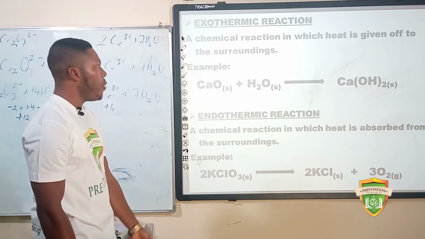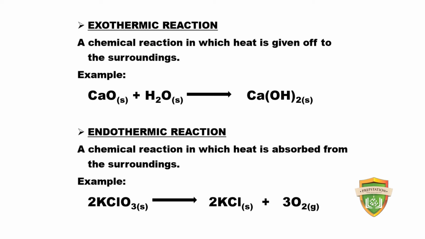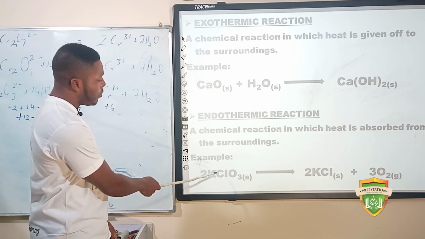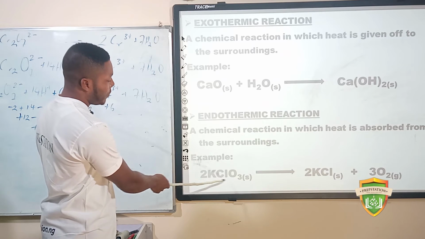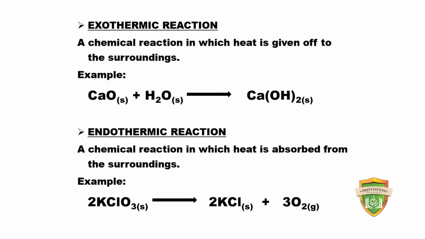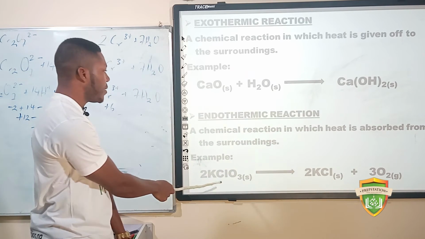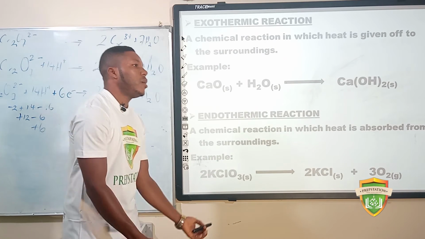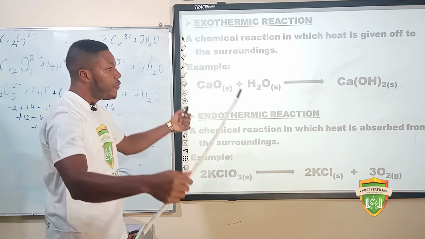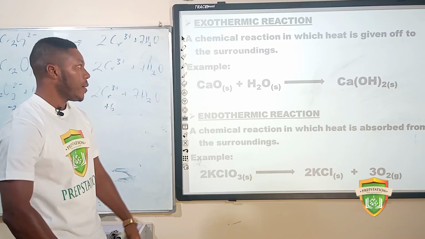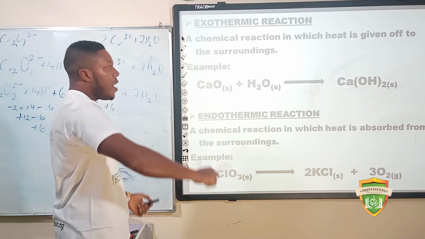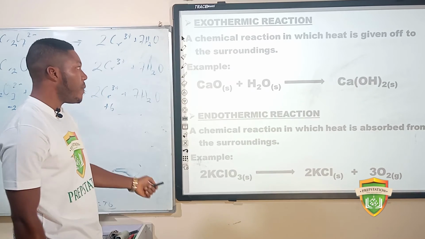Then endothermic is the opposite of exothermic reaction, a reaction in which heat is absorbed into the system from the surroundings. An example is if we decompose potassium trioxochlorate(V), it gives us potassium chloride and oxygen. So in this case, energy is taken from the environment into the system. But in the exothermic case, energy is given out from the system to the environment.